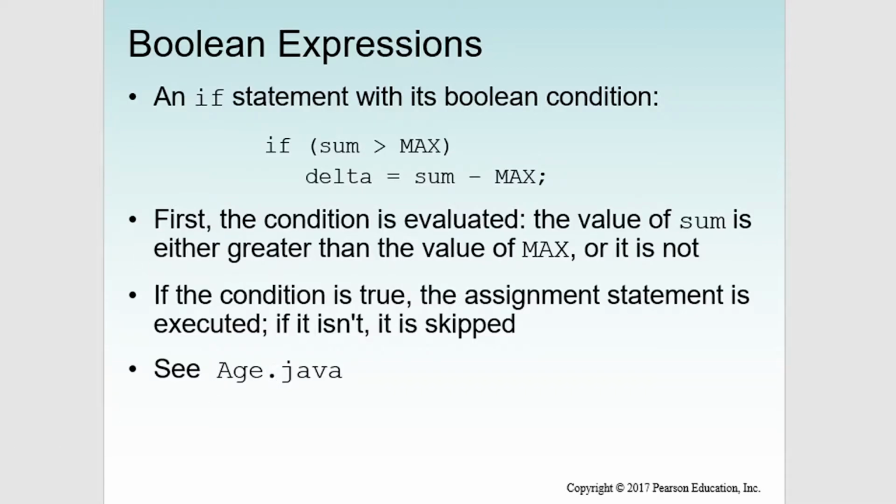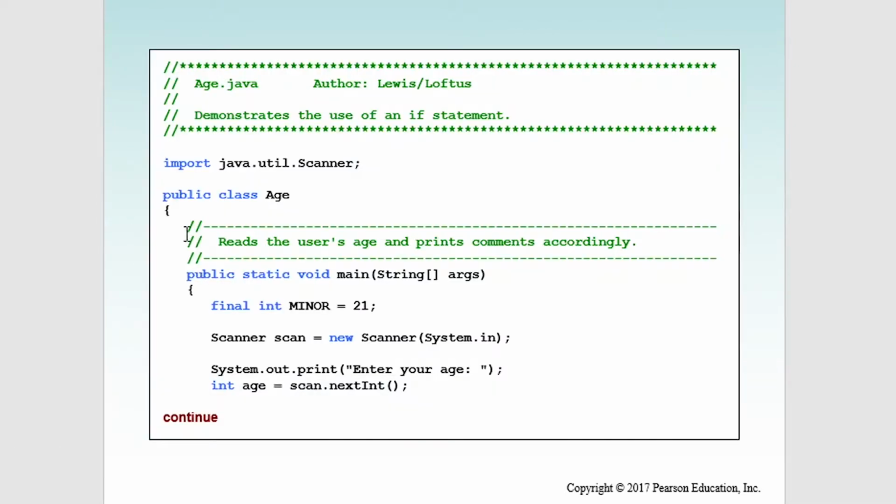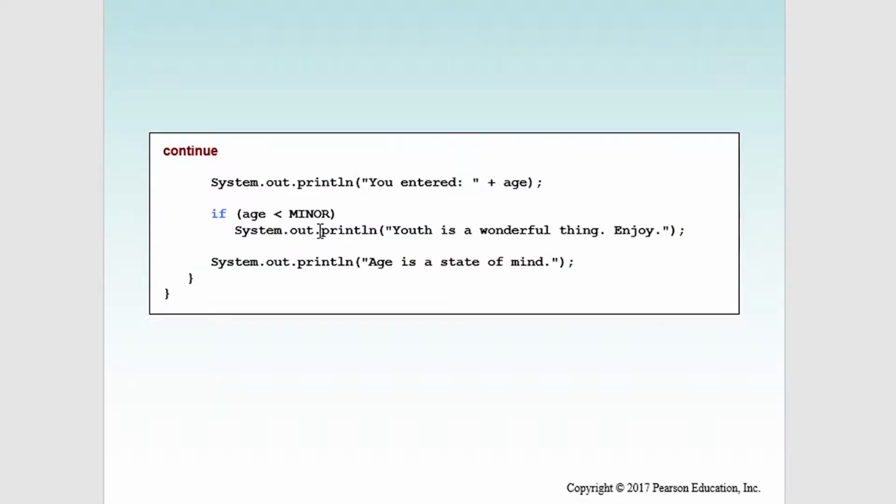See Age.java. So here's an example they have in the lecture. They have a class called Age. They created a constant for minor, which is equal to 21. They created a scanner object, and then they do a print statement asking for your age. They scan in the age that is inputted. They run that through a condition.